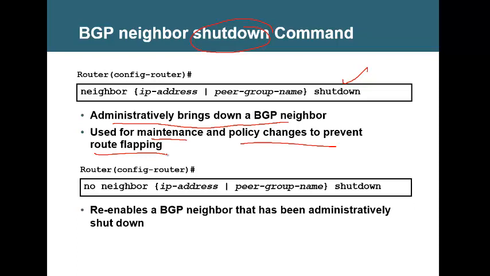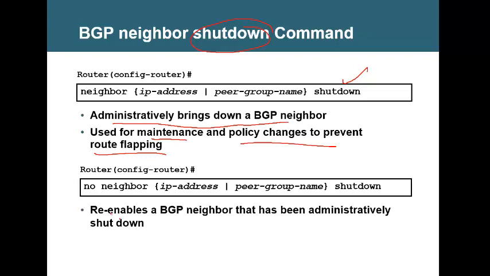More knowledge on what is the policy change, what sort of maintenance, you will come to know as we start learning attributes. So now this may be half understood. It's okay. Used for maintenance and policy change to prevent route flapping. So you need not remove the neighbor, which will flap. Instead, you can prevent the route flapping by just shutting down and doing all the necessary policy changes for the neighbor and bring it up by saying no shutdown like this.